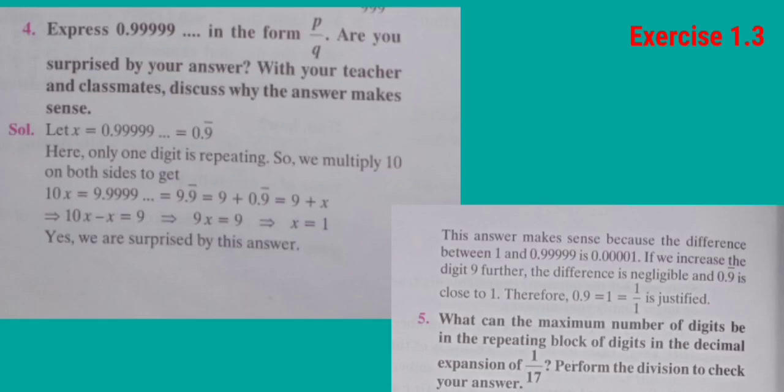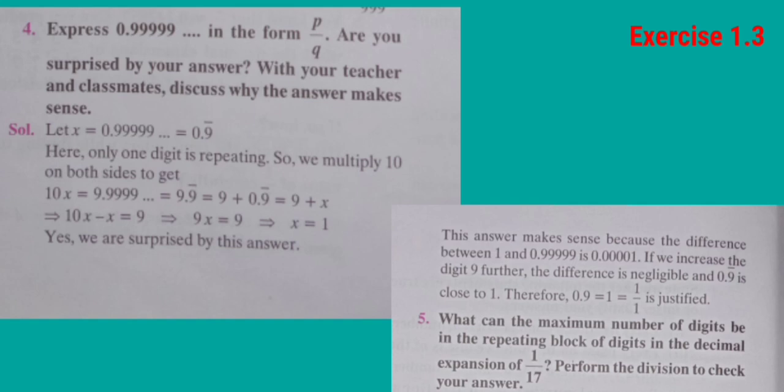In question number 4, it is said: express 0.999999 dot dot dot in the form P upon Q. Are you surprised by your answer? With your teacher and classmates, discuss why the answer makes sense. See, in this question again you have to do the same thing as what we had done in question number 3. We have to express 0.99999 dot dot dot in the form P upon Q. So we will do it in the same way as we did in question number 3.